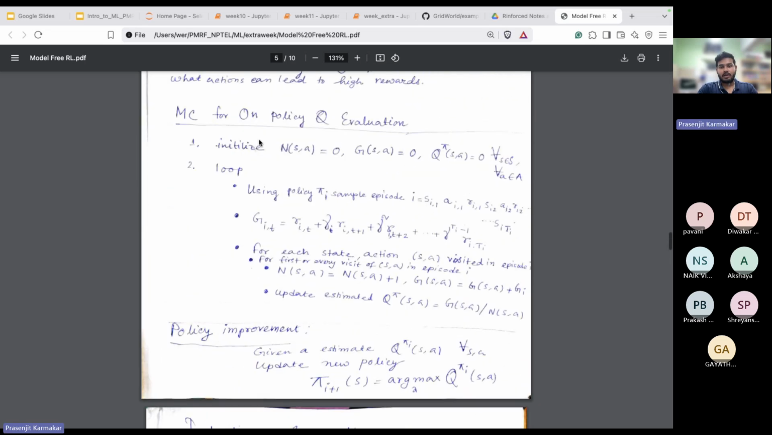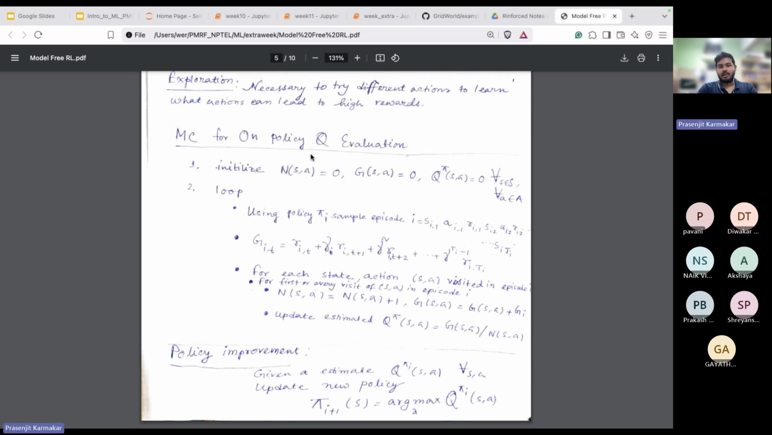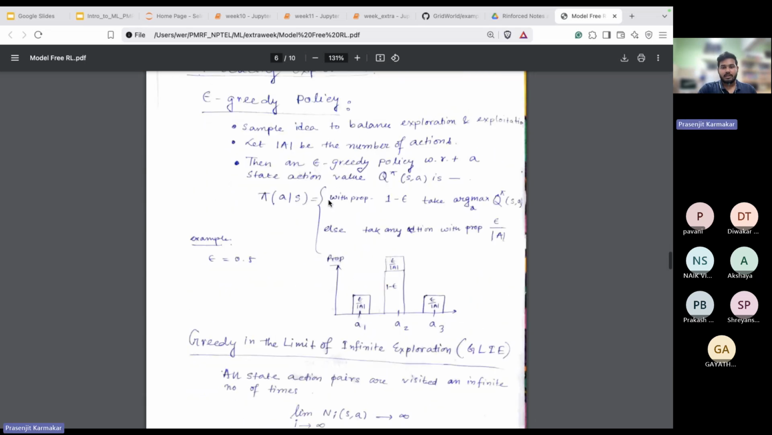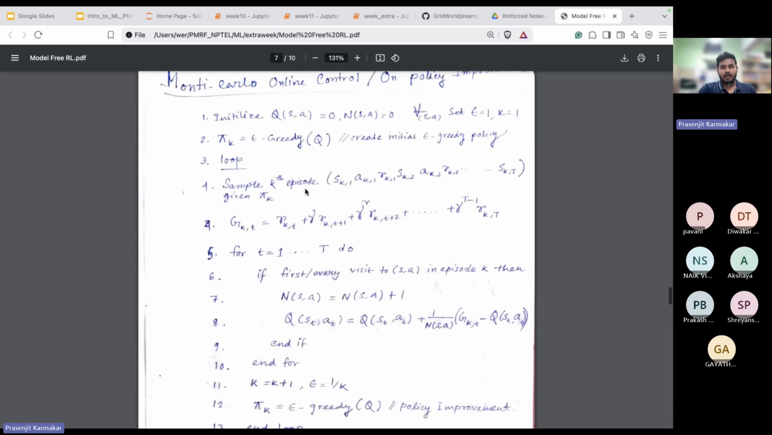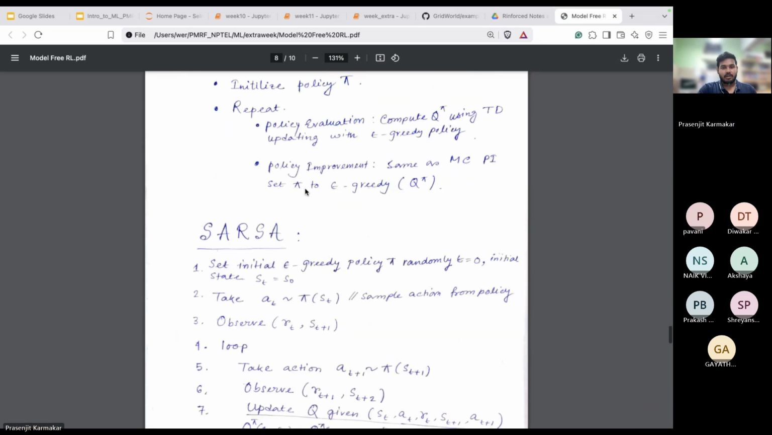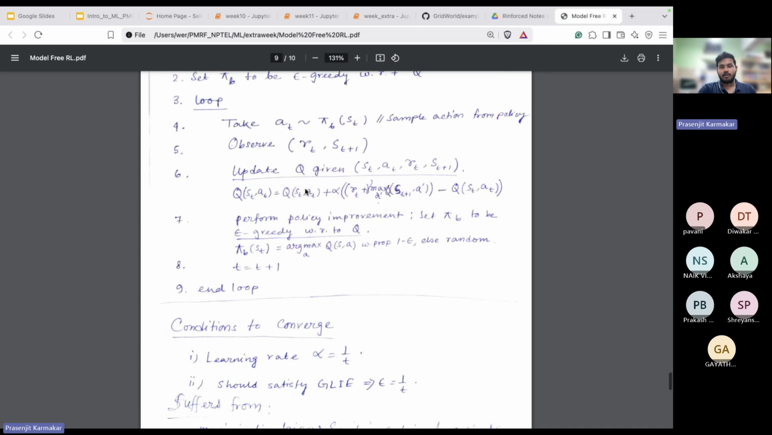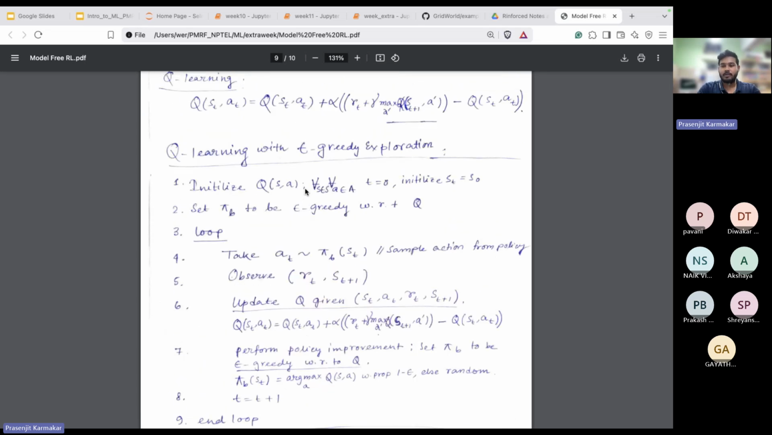Okay. So Monte Carlo policy control: first step is evaluation, and then you do some improvement on top of it, and then loop for the next iteration. And then there is this epsilon greedy policy concept. Yeah, Monte Carlo control, temporal difference, SARSA, and Q learning. First, that's our end of reinforcement learning.